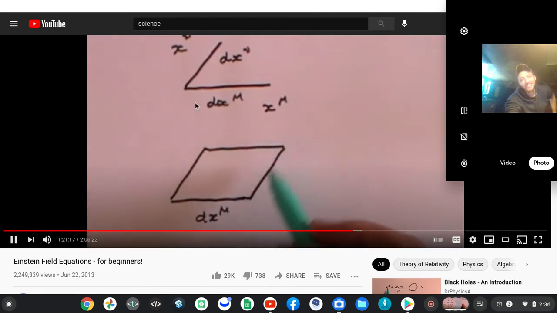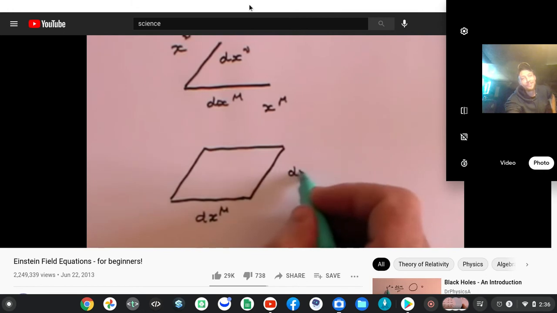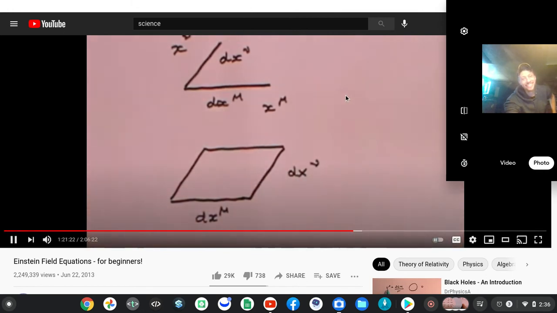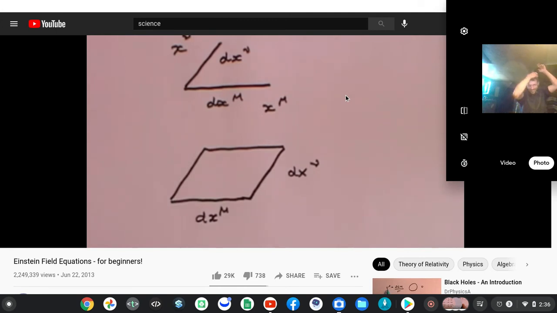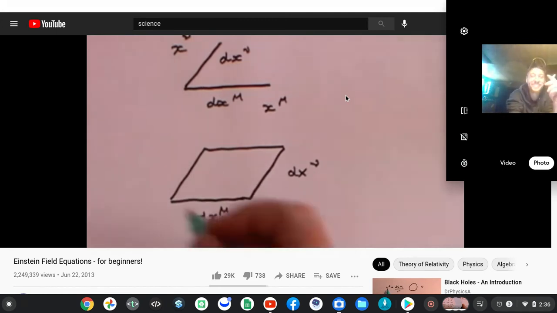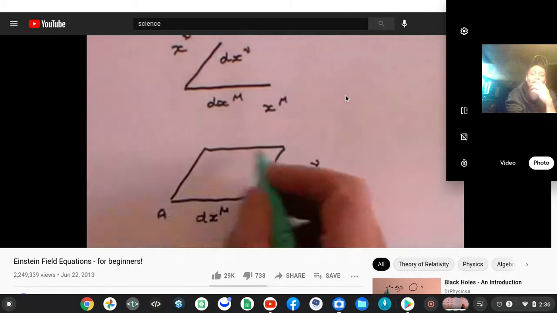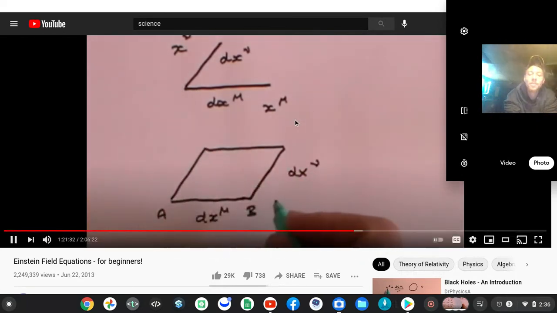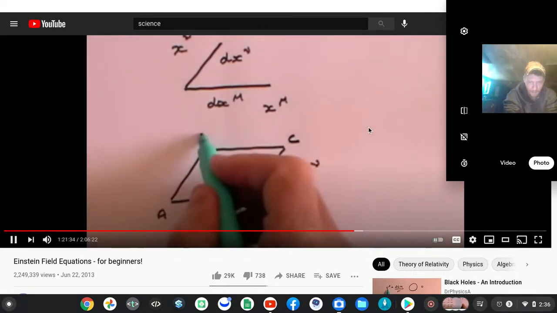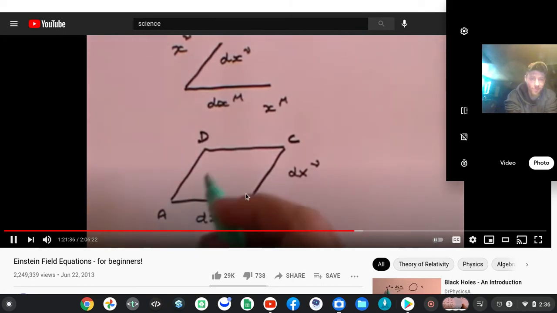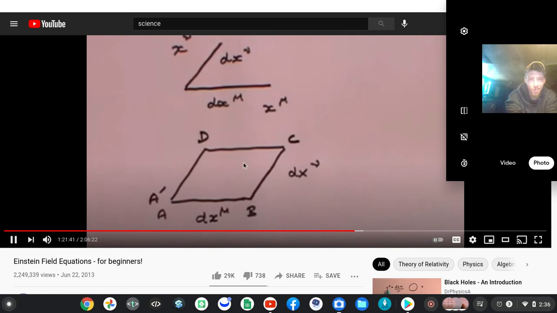And the length of these two sides, dx nu. So far, so good. And now I'm going to do a parallel transport around this path. We're going to go from A to B to C to D and back to A again. But I'm going to call the return point A prime, because I'm not sure that we're going to get back. The vector will be exactly the same when it gets to A prime.